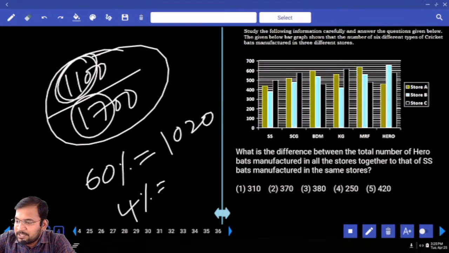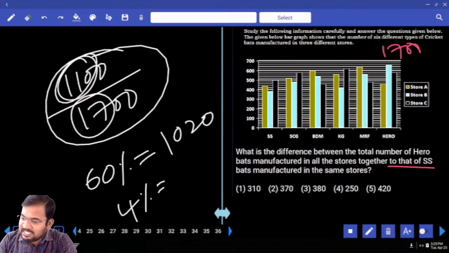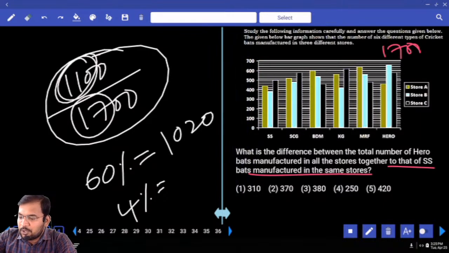Next, what is the difference between the total number of hero bats manufactured in all the stores together? Now, hero, I think we already calculated a hero. 1700. And SS bats manufactured in the same store. Same store is nothing but total.